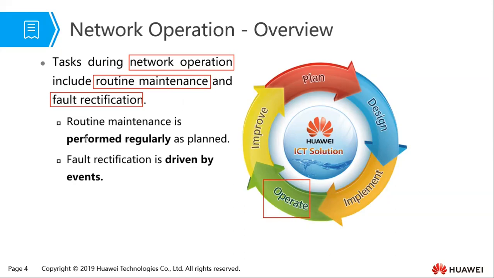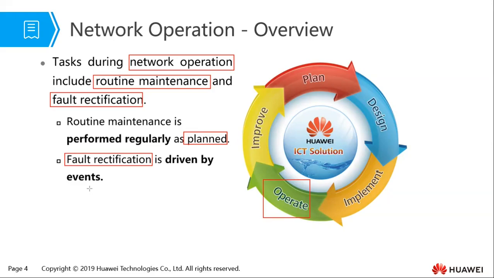Now, routine maintenance is performed regularly, and normally it is planned in advance. The purpose of routine maintenance is to prevent problems and decrease the frequency of faults in your network. You want to prevent problems from occurring in your network. That's why you do routine maintenance. On the other hand, fault rectification is driven by events. That is, when a fault occurs in your network.